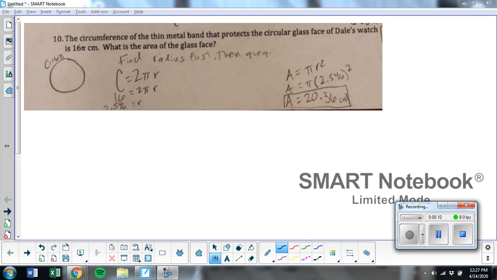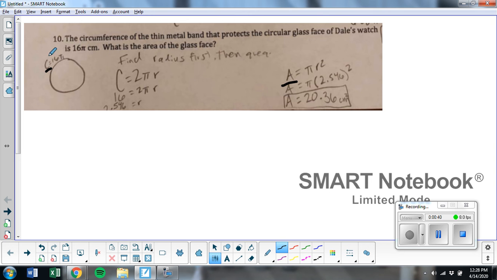So number 10, the circumference of a thin metal band that protects the circular glass face of Dale's watch is 16 pi centimeters. So I drew a circle, or his watch, and the circumference, remember the distance around, is 16 pi. Find the area of the glass face. Now the problem with this is there is no formula that has a C for circumference and an A for area. There's no formula with both of those. So that tells me I'm going to have to do this in two steps, maybe use two different formulas.